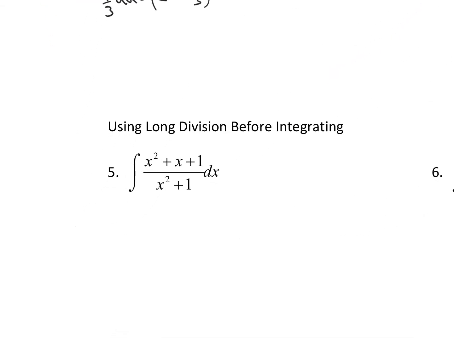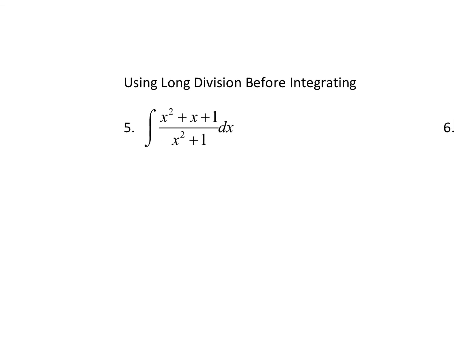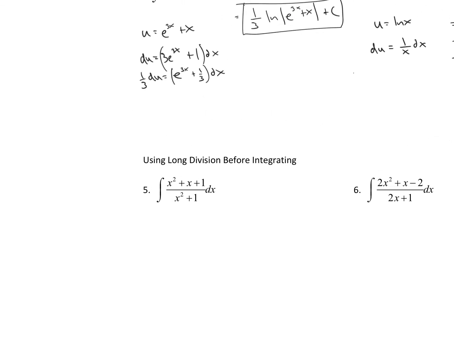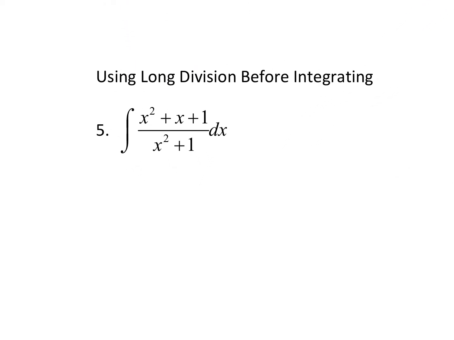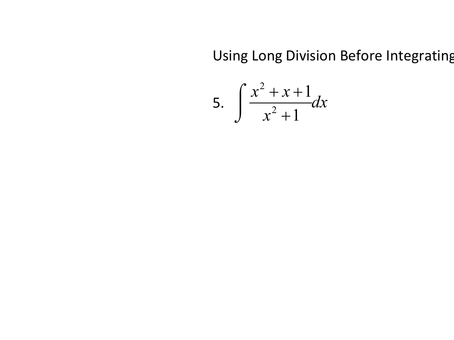Now, another type of problem that we could see sometimes is a situation where instead of it being clear that the derivative of the bottom shows up on the top, they're balanced. It's like x squared on the top and bottom. And so what we can do is actually use long division to create a situation that's a little nicer. So you guys are very excited about this, I'm sure.